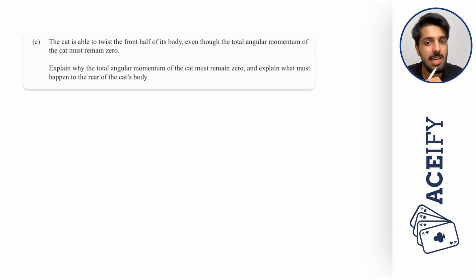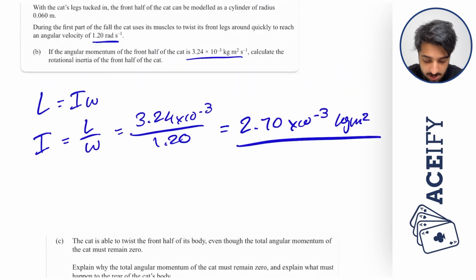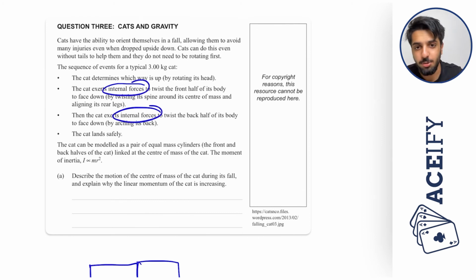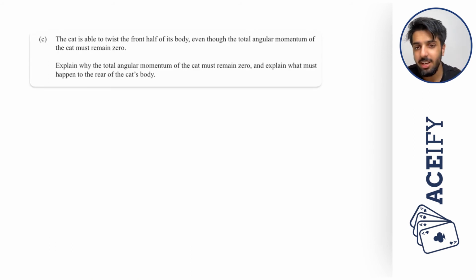There we go. The cat is able to twist the front half of its body even though the total angular momentum must remain 0. Explain why the total angular momentum of the cat must remain 0, and explain what must happen to the rear of the cat's body. Okay, so when the cat is in the air, there is no external force acting on its center of mass. We know this because in the description, the cat only exerts internal forces, and therefore there are no external forces. And so by this, the angular momentum of the cat's center of mass cannot change.